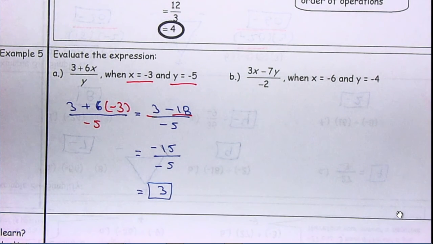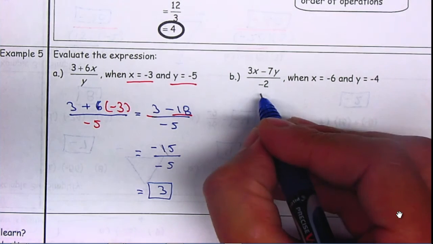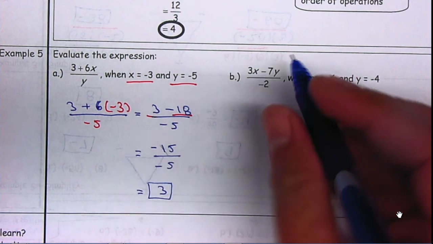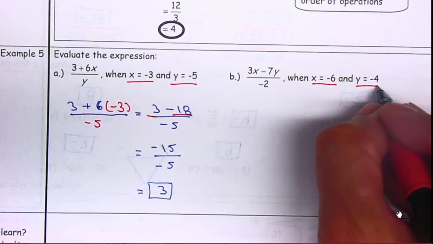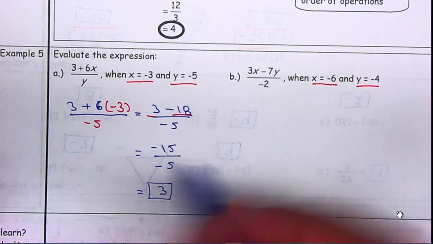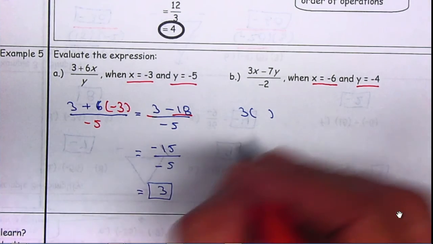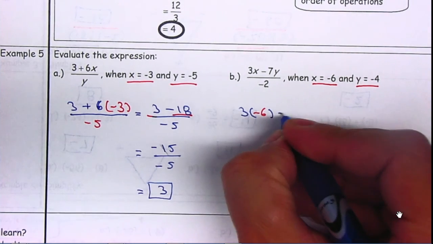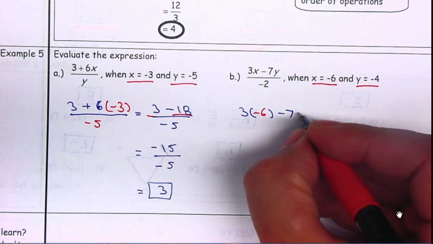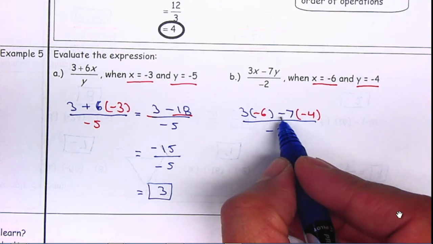And the last example, letter B. We want to evaluate 3x minus 7y divided by negative 2, or over negative 2. And we want to replace the x with its value, which is negative 6, and the y with a negative 4. Remember that whenever you want to substitute, you want to place it in parentheses. So instead of the x will be a negative 6. Instead of the y will be negative 4. Divided by negative 2.